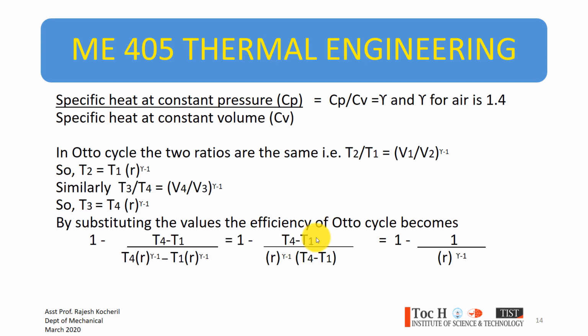T4 minus T1 is there in both, so you can simplify this into 1 minus 1 by r raised to gamma minus 1. Therefore, from this you can find out the efficiency of an Otto cycle if you know only one value, that is the compression ratio r. So the efficiency of Otto cycle can be obtained if you know either the temperatures at all salient points, or if you know the compression ratio alone. So efficiency of Otto cycle is 1 minus 1 by r raised to gamma minus 1.